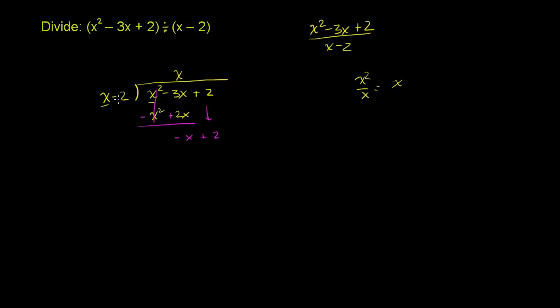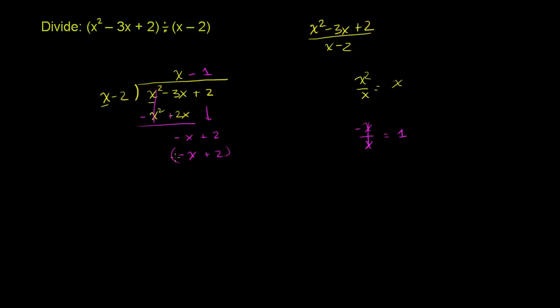So then we say, can x minus 2 go into negative x plus 2? Well, x goes into negative x negative 1 times. Negative 1. You can look at it right here. Negative x divided by x is negative 1. These guys cancel out. Those guys cancel out. So negative 1 times x minus 2, you have negative 1 times x, which is negative x. Negative 1 times negative 2 is positive 2.